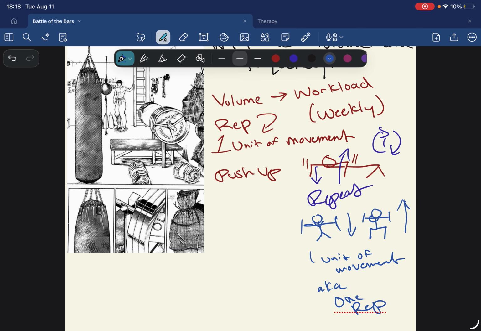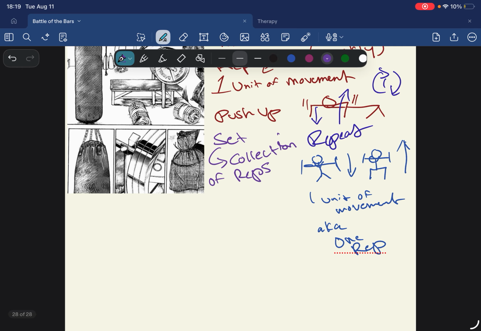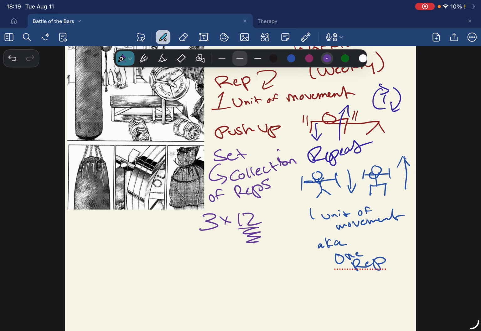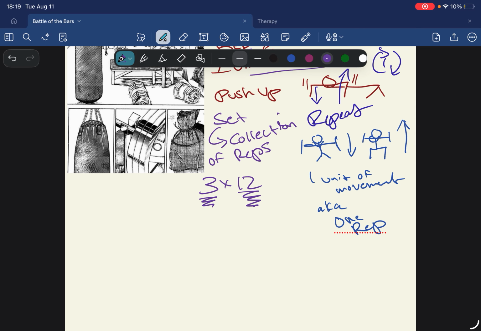All right. A set. Let me go back to a different color. A set is a collection of reps. So I don't know if you guys are super experienced with looking at workout programs, but an example would be, say I'm asking you to do 3 sets of 12. What I'm asking you to do is do 12 reps, aka 12 units of movement, and you do that 3 times. All right? You do that for 3 sets. That's really just what it means.